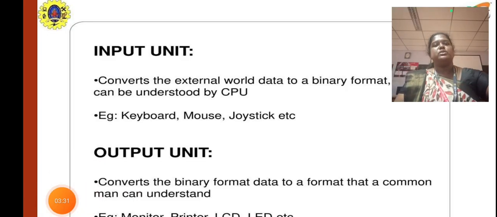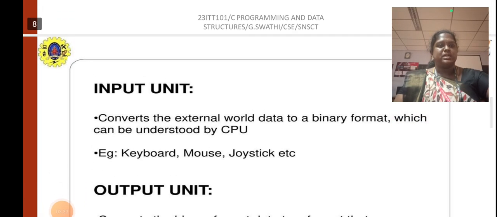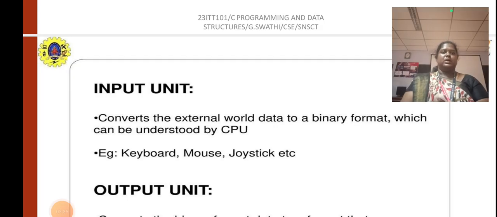The input unit converts external world data to binary code, which can be understood by the CPU. If you give 10, 20, 30, it gets converted into binary format. Binary format means zeros and ones, because the CPU knows only zeros and ones, so it is converted into binary format and then processed inside the CPU. Examples: keyboard, mouse, joystick.